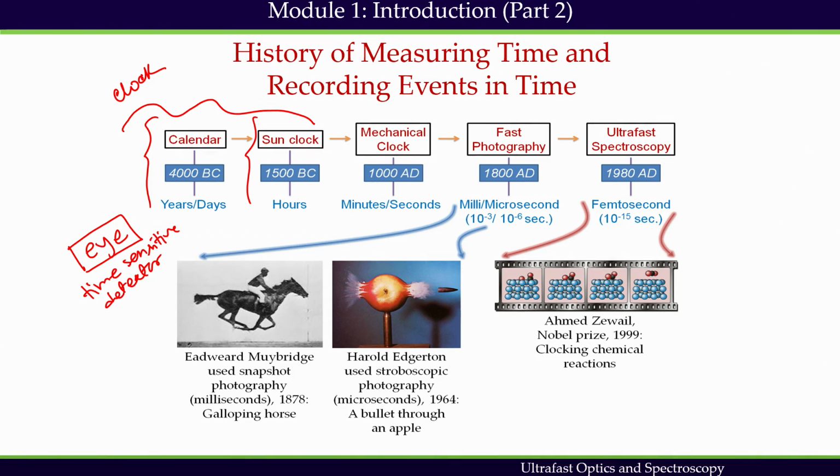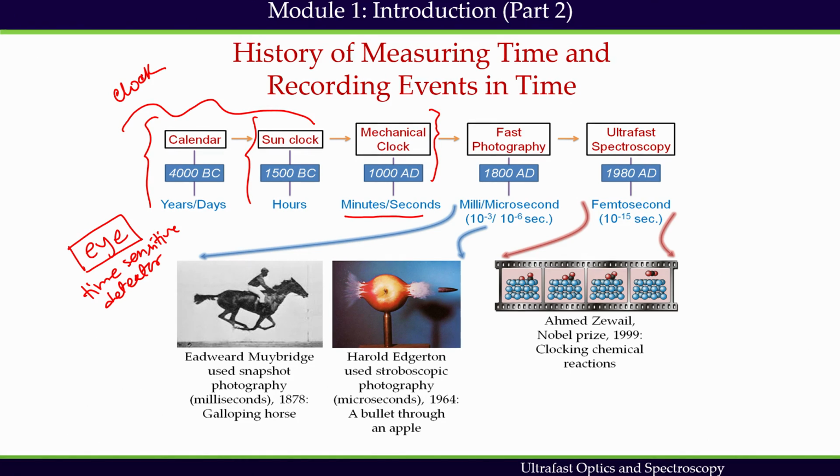Then development of mechanical clock in about 1000 AD enabled us to measure events in duration of minutes and seconds. So, we developed this mechanical clock, and that gave us second and minutes time resolutions. Before 1800 AD, however, our ability to record the timing of individual events in progress was essentially limited by the response time of human vision, blinking of an eye, approximately 100 milliseconds.